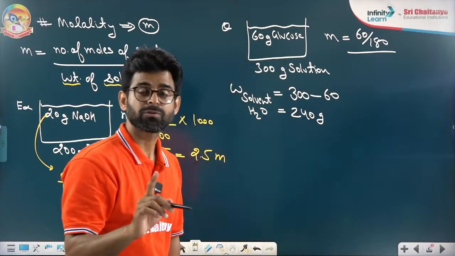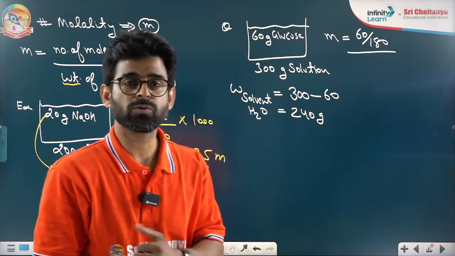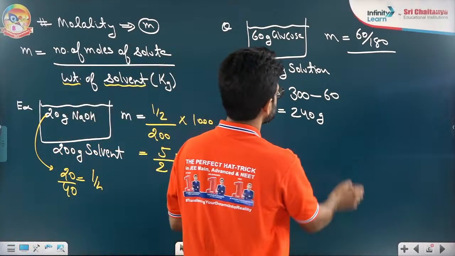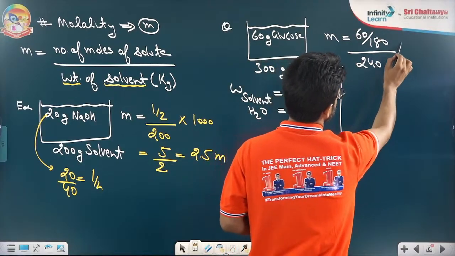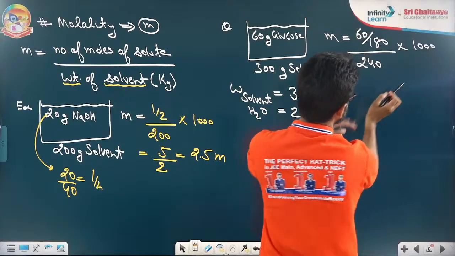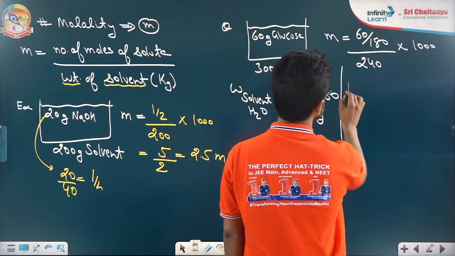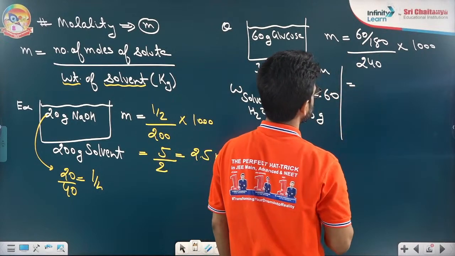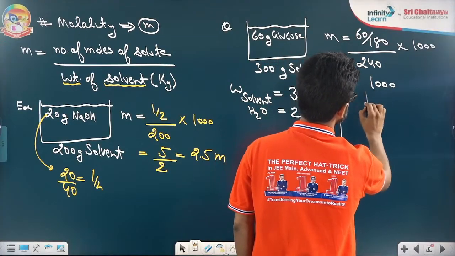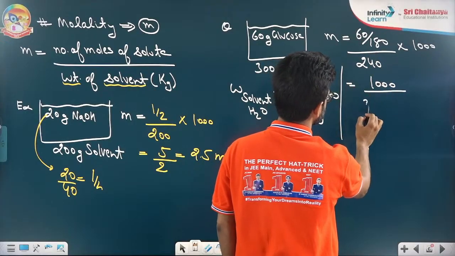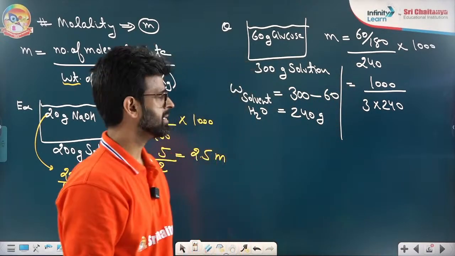240 gram is the weight of solvent here. Be careful. I need weight of solvent. I don't need weight of solution in finding molality, right? So 60 by 180, and here 240 gram. To make it kg, I will divide by 1000, or I can say I am multiplying upside by 1000. So what's coming if you solve? 60 by 180 is 1 by 3. 1000 upside, 3 downside, and 240 here. Right? This is coming.